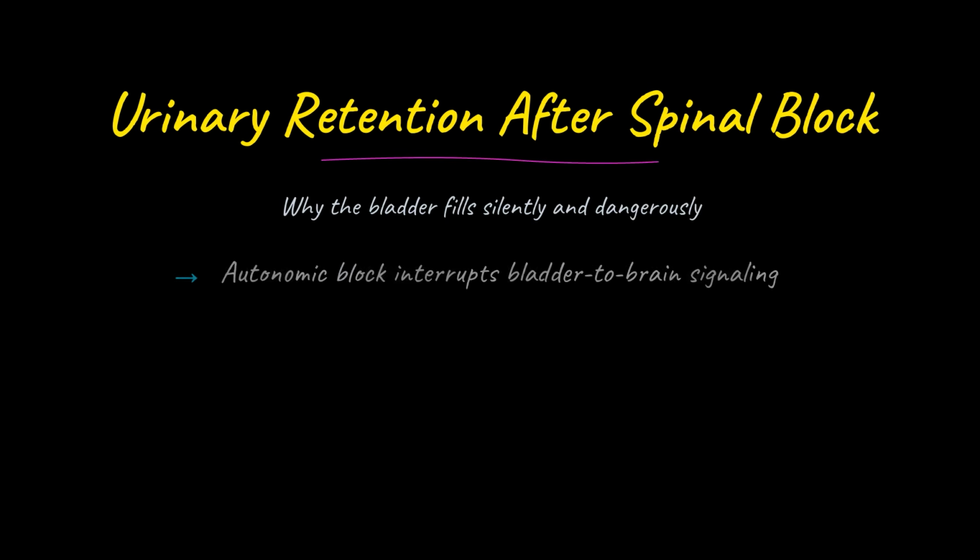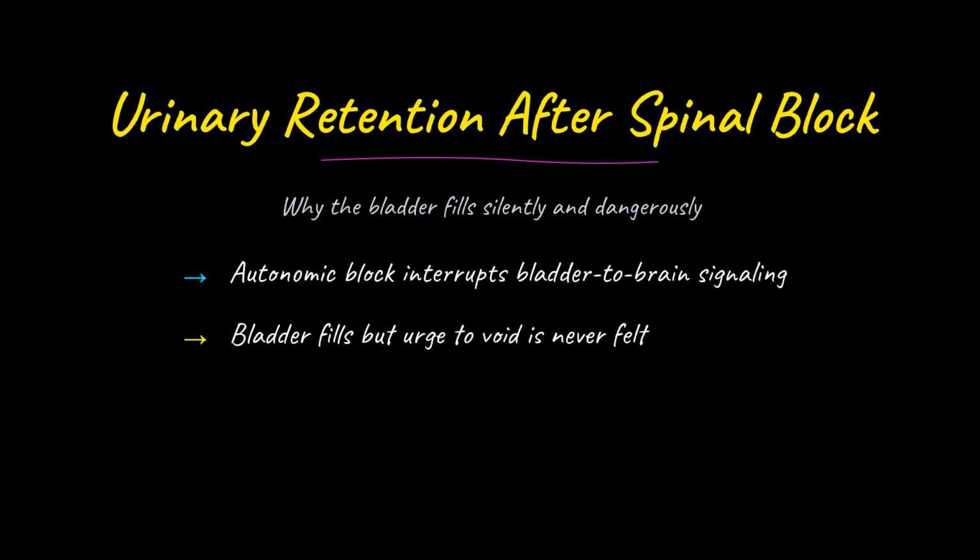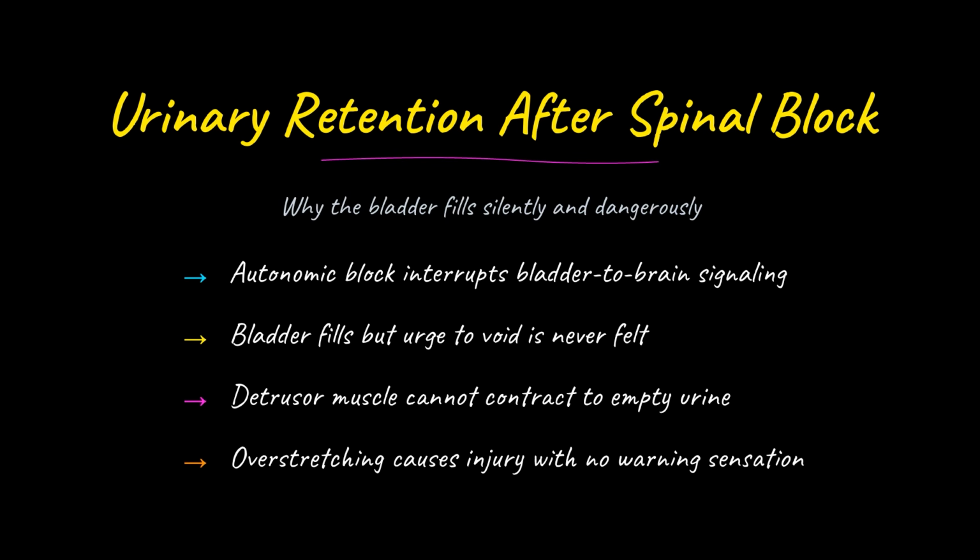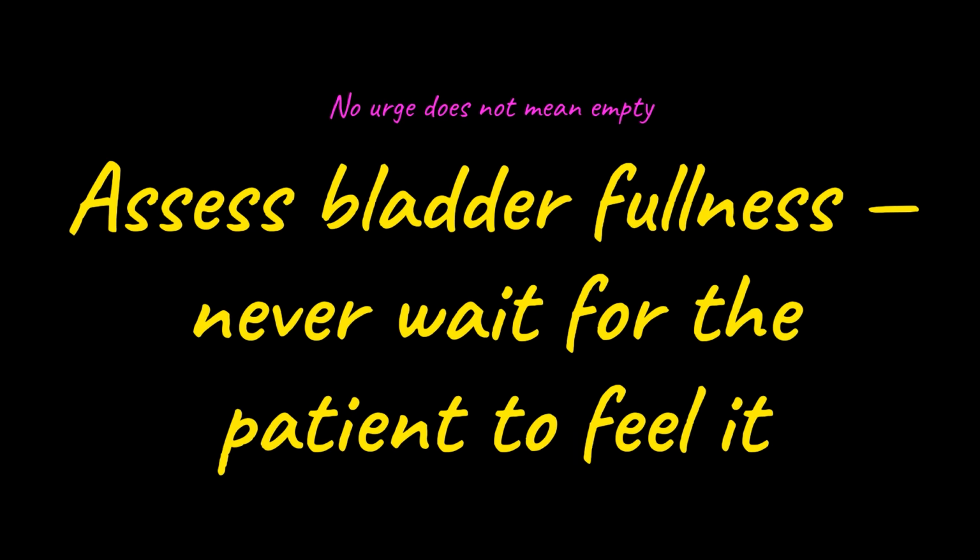Without autonomic signaling, the bladder fills but never sends the urge to void, and the muscle responsible for emptying it is temporarily out of service. The silent accumulation, called urinary retention, can stretch the bladder to a harmful degree before anyone realizes there is a problem. After spinal anesthesia, the absence of urge is expected, not reassuring. The nurse must actively monitor time since last void, scan for bladder fullness, and notify the provider promptly so a catheter can relieve retention before injury occurs.